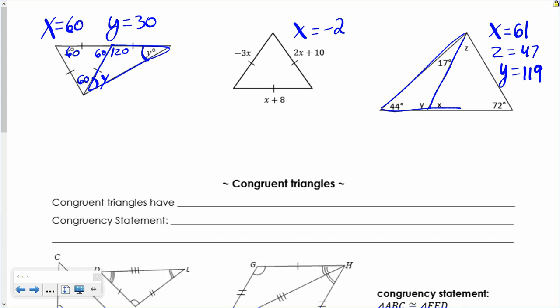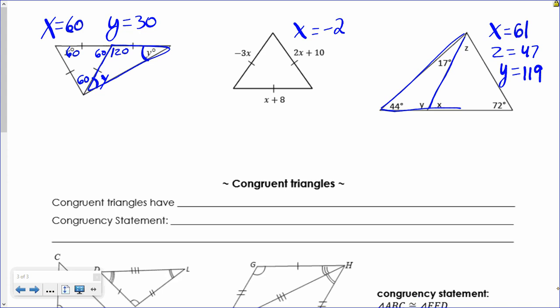Or you could find y first. You can find y first by doing the first theorem, right? 44 plus y plus 17 equals 180. You can find y first, and then x and y are a linear pair. So it just depends on which theorem you want to do first. And then once you find x, you are able to find z by using the triangle sum theorem, by adding them all the way to 180.